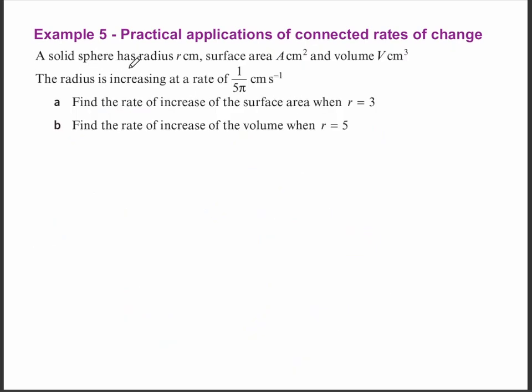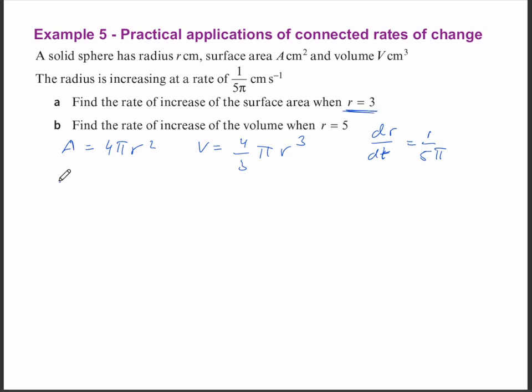Next example, a solid sphere has radius r centimeters, surface area A centimeters squared, and volume V centimeters cubed. Firstly, let's write the solid sphere's surface area and volume formulas. So the surface area is equal to 4 pi r squared, and the volume formula is equal to 4 over 3 pi r cubed. The radius is increasing at a rate of 1 over 5 pi centimeters per second. Therefore, dr over dt, the rate at which the radius is increasing, is equal to 1 over 5 pi. Now find the rate of increase of the surface area when r equals 3.